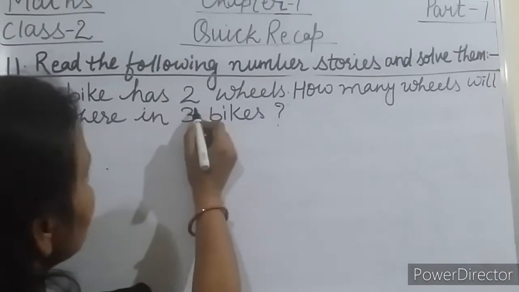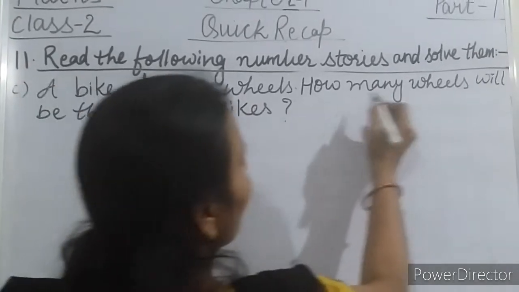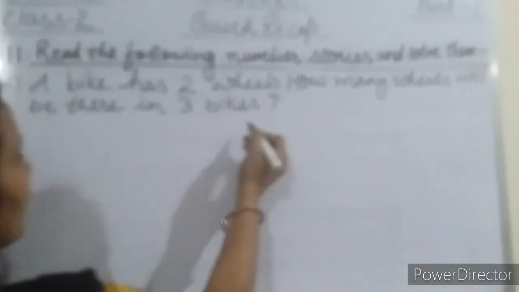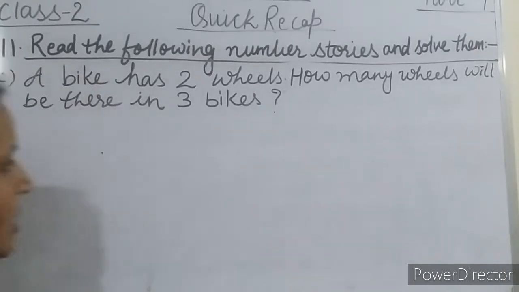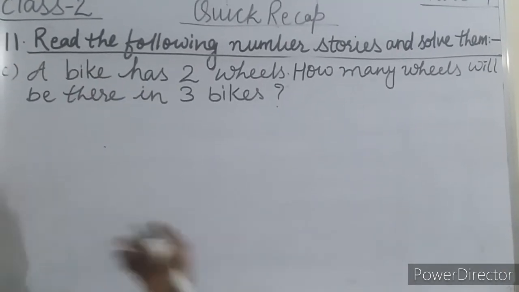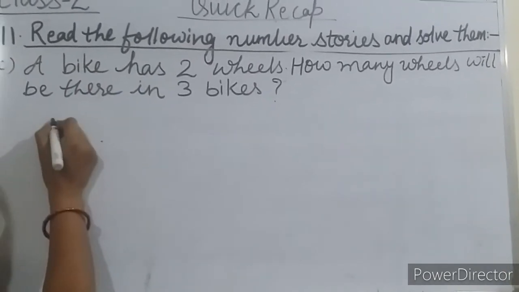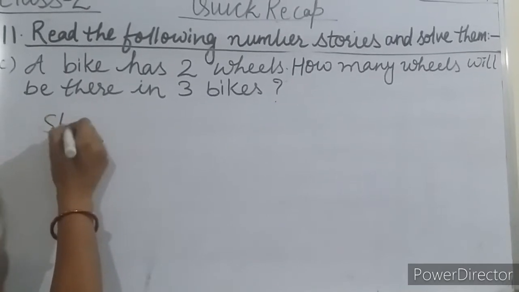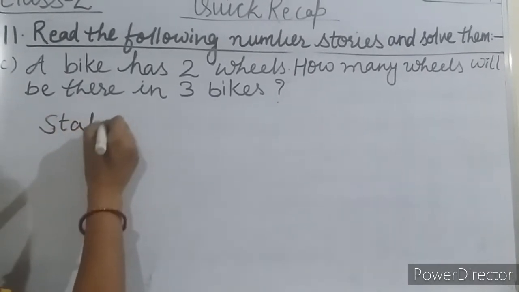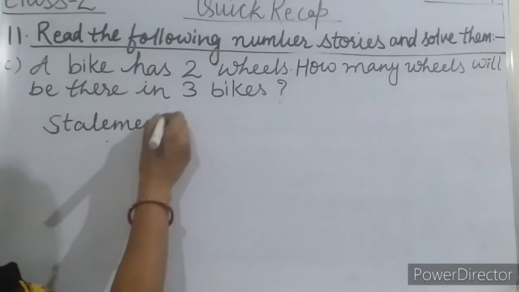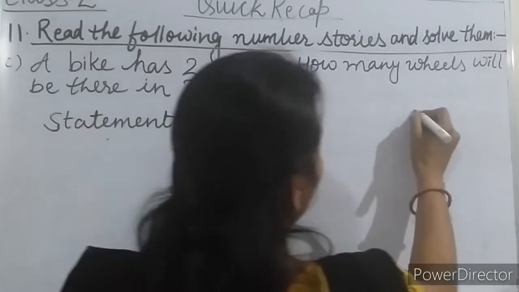A bike has 2 wheels. How many wheels will be there in 3 bikes? So what do you have to do, students? Again, statement and workspace. So here write statement. And here workspace.